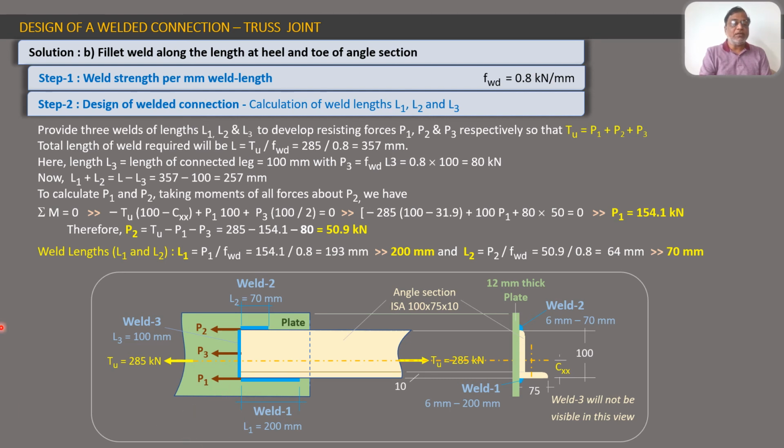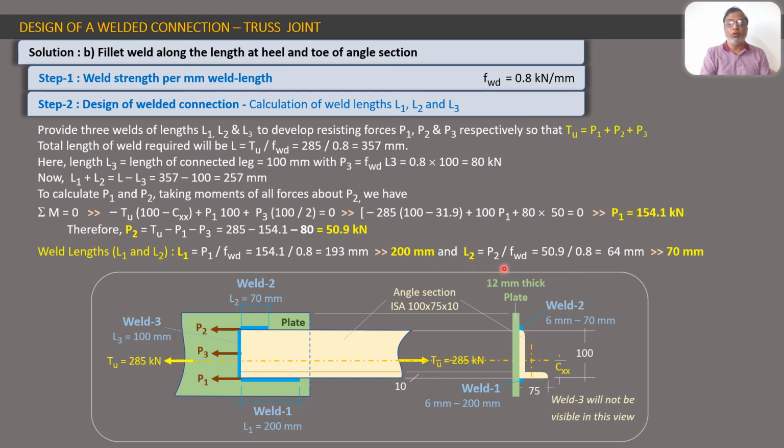Now the last thing is to calculate the lengths of welds required to generate these forces. So out of the three, L3 is already known. Weld 3, L3, is already 100 mm. Now L1 and L2 are to be calculated. So L1 will be P1 upon FWD. So this will be P1, 154.1, upon 0.8. So this gives us 193 mm. So this is rounded off to 200 mm.